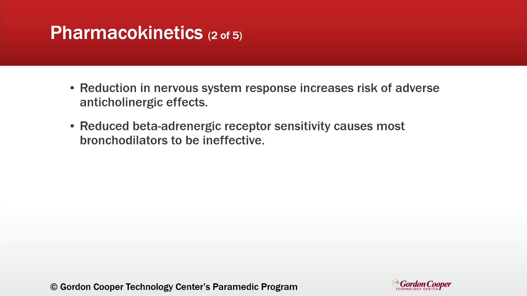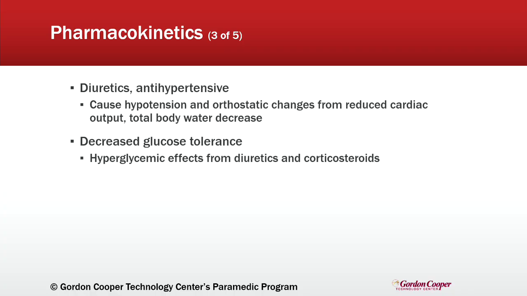Reduced nervous system responses raise the risk of adverse anticholinergic effects, and most bronchial dilator medications work less effectively due to the decreased beta-adrenergic receptor sensitivity, which results in poor reactions in the lungs. Diuretics and antihypertensive drugs may cause hypotension and orthostatic changes because of reduced cardiac output and lower total body water volume. Decreased glucose tolerance can lead to hyperglycemia with medications like diuretics and corticosteroids.